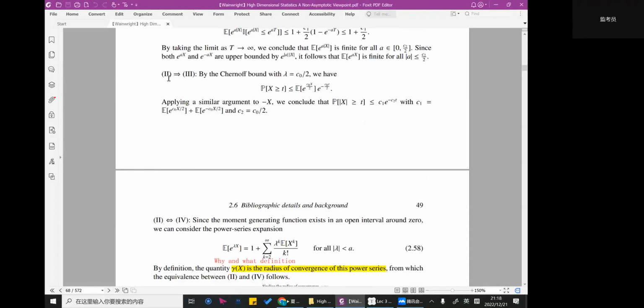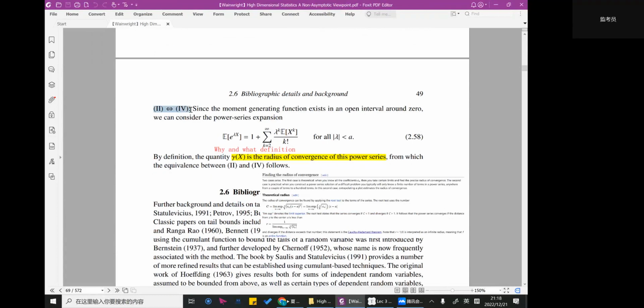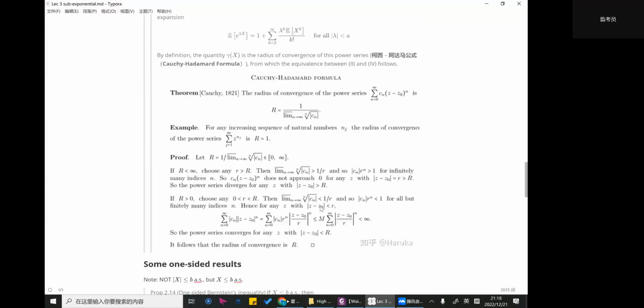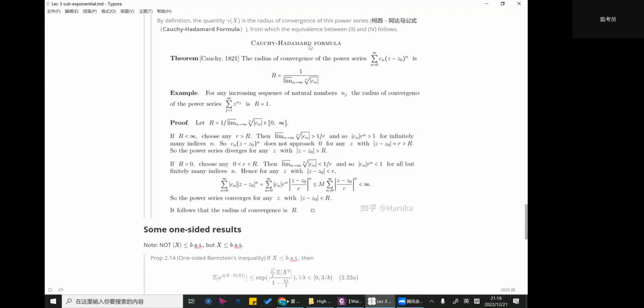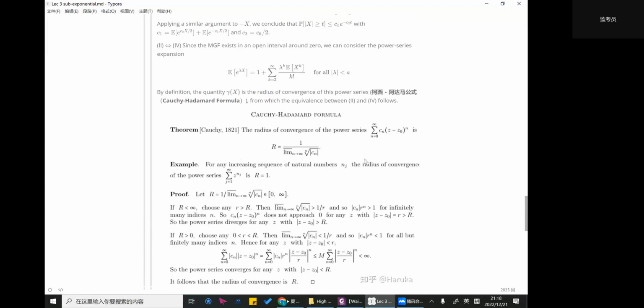And from 2 to 3 is by applying the Chernoff bound with the given value of lambda. And the equivalence of 2 and 4 is by the definition of radius of convergence of power series. So this is also called the Cauchy-Hadamard formula. It gives you the definition of the radius of convergence of this power series.